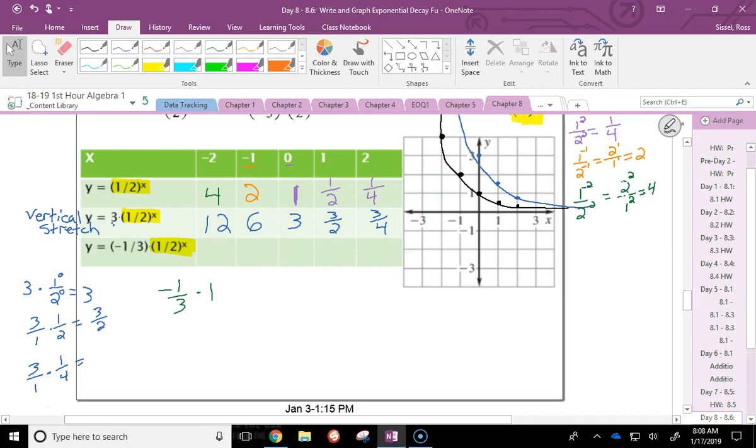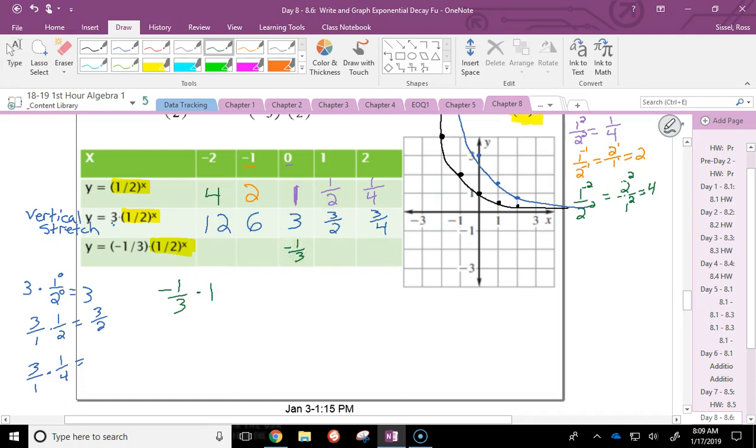But I thought they couldn't be negative. Exponents cannot be negative. When our exponents are negative, we reciprocate them to make them positive. This is just, we've learned that you can have a negative 1/3. That's okay. So now, my 1/2 to the 0 power is 1. So I'm going to do negative 1/3 times 1, which would be negative 1/3.